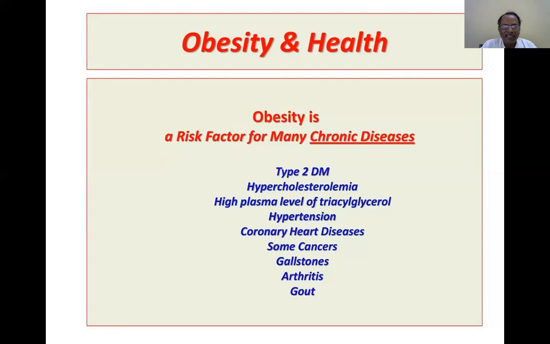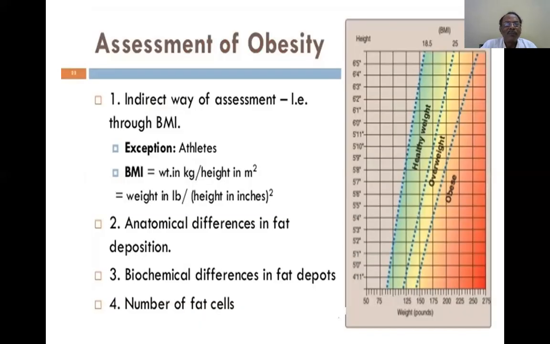formed in the gallbladder. Arthritis, there is going to be inflammation in the joints, and there is gout. So all these are related to obesity. They are associated with obesity. Assessment: how do we assess obesity?